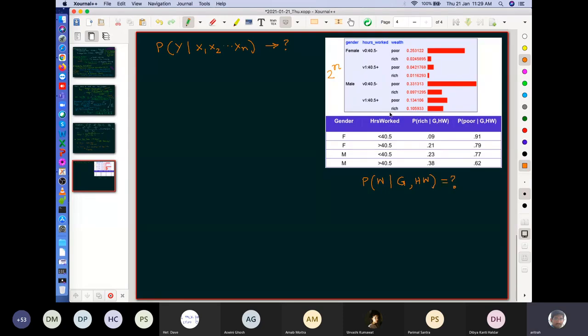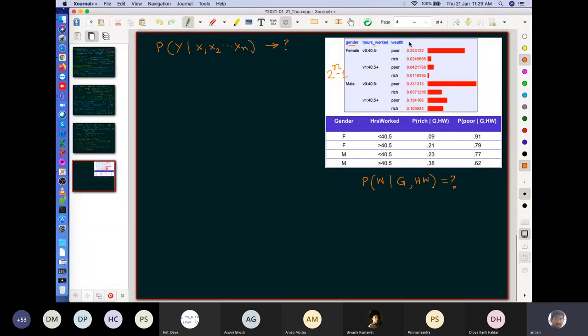If we have the full distribution table, we need to estimate 2 to the power n minus 1 cases, because one case we can eliminate, since the sum is 1 minus the whole sum. Why n? Because I have n attributes. This is 1 and this is 2. So hence the total in the joint distribution table.